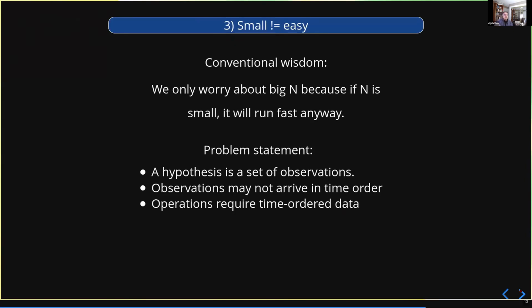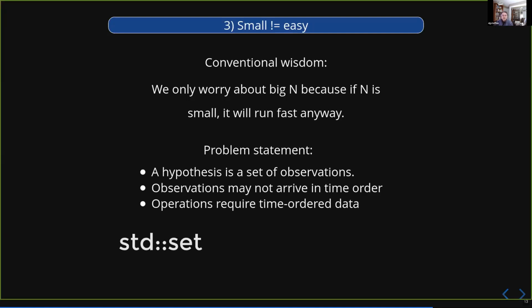So consider a problem statement, which is a follow-on to that previous thing, right? All those pairs that we were trying to make as few as possible end up feeding into hypotheses. So a hypothesis is a set of observations. Observations in real life may or may not arrive in time order because you've got multiple sensors and there's network delay or something. But the operations you're going to carry out on these hypotheses require time-ordered data. So you have to keep these hypotheses sorted as new stuff comes in, right? So how are you going to do that? How are you going to keep your data sorted as these things come in and you keep adding them?